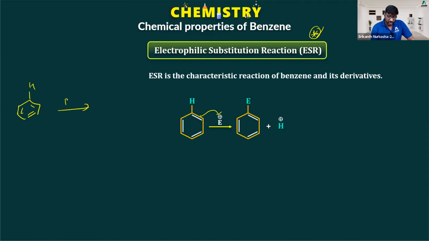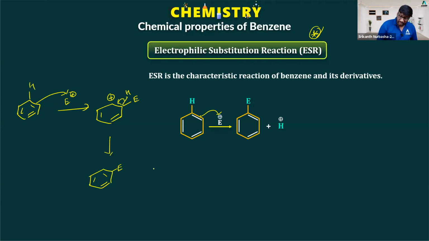The pi electron density attacks the electrophile. As soon as it attacks, we get a positive charge here and the electrophile is substituted. Here aromatic stabilization is not present, so the C-H electron density is lost, and you will get aromatic stabilization back. And this hydrogen is picked up by the respective base or whatever other components are present in the reaction mixture.